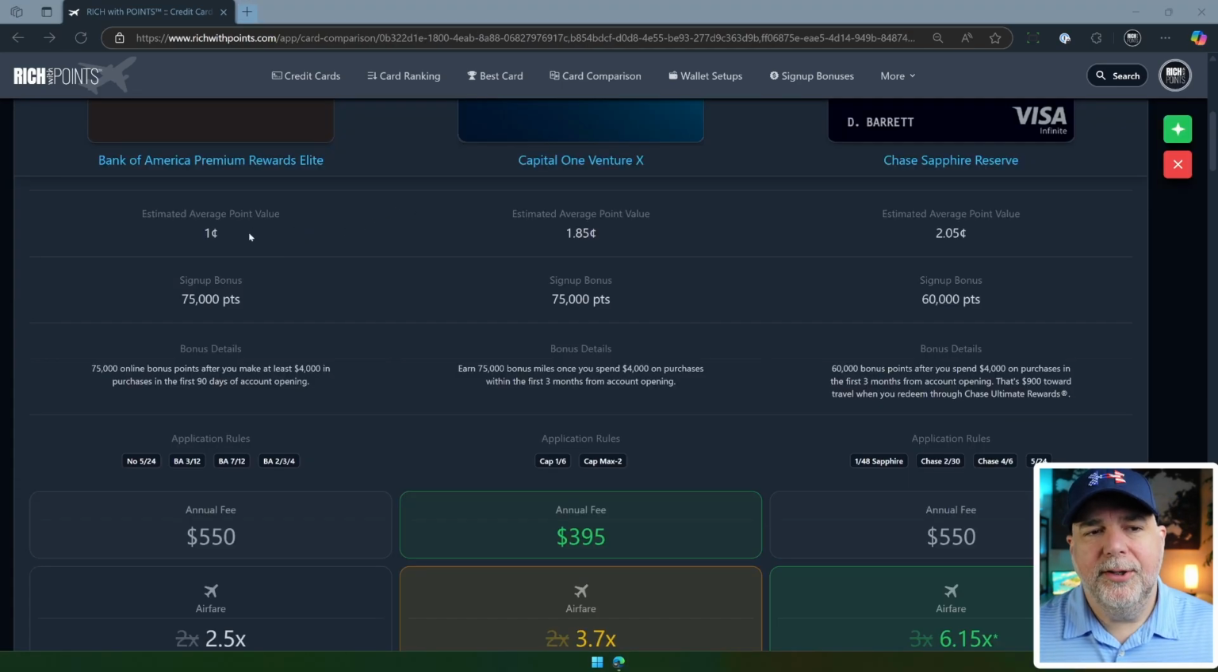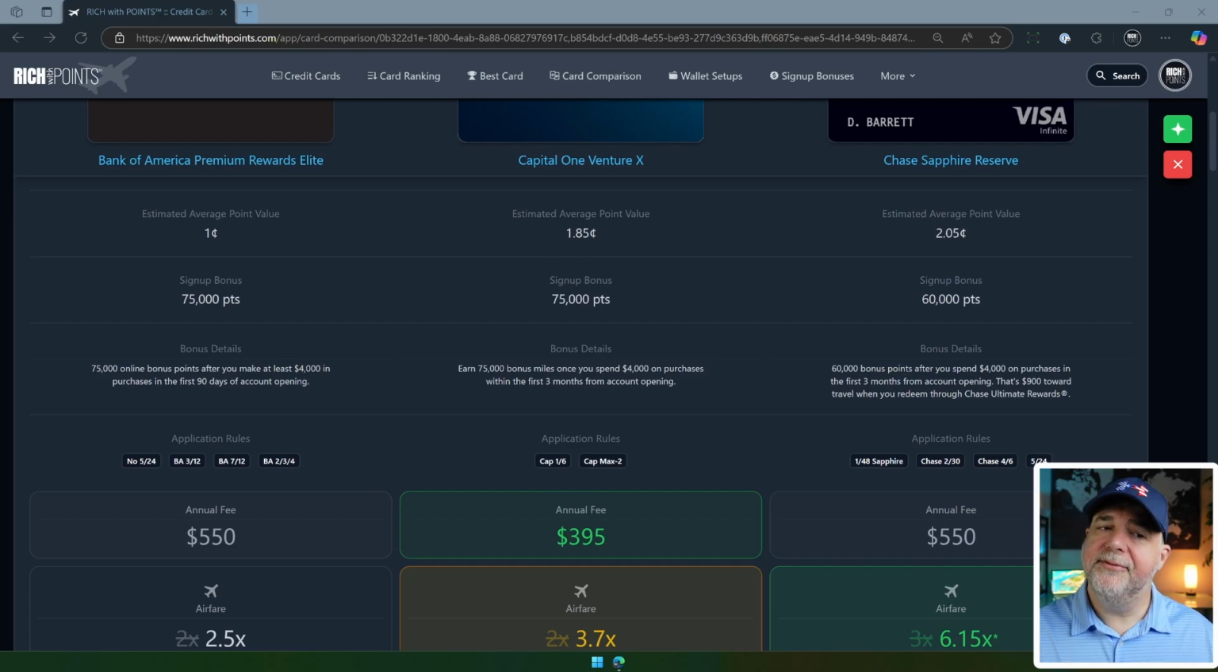1 cent per point on the value for the Elite, and we got 1.85 for the Venture X and 2.05 for the Sapphire Reserve. And these are because we have transfer partners turned on. So if I had transfer partners redemption preference turned off, these would both be 1 cent per point as well.